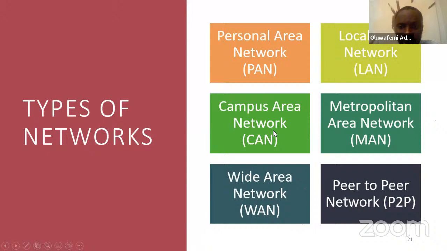What is campus area network? Campus area network is to majorly look at Unilag, for example, or your school. Do you understand? The department can communicate to another department and communicate to the library. Do you understand that? All of that. So there's a network within the campus, right? That's a campus area network. A metropolitan area network is majorly a city network.